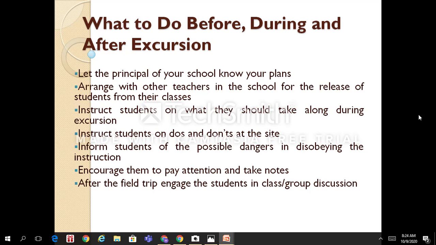After the field trip, you engage them in class discussion, because whatever must have been taught in the field, they must come back to the class to discuss, so that at the end of the day, it will not be a wasted journey.